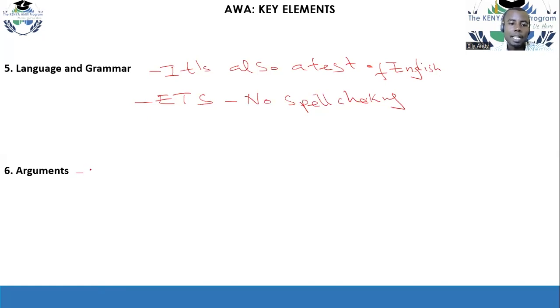Now, the sixth element is arguments. The arguments are basically the main points that you are using to support your position in this essay. Actually, this is the meat of the essay. Something like 3 paragraphs here will be enough, 1 point per paragraph. So if you can have 3 strong points for your essay, that is adequate.